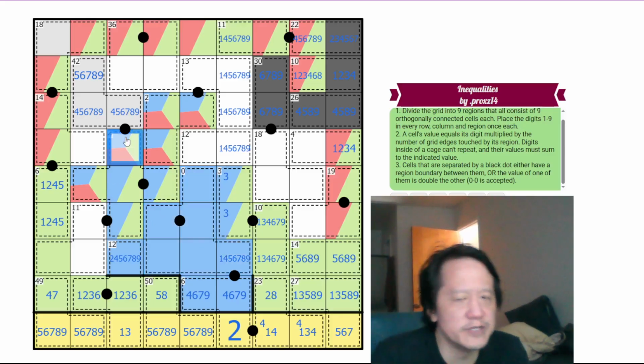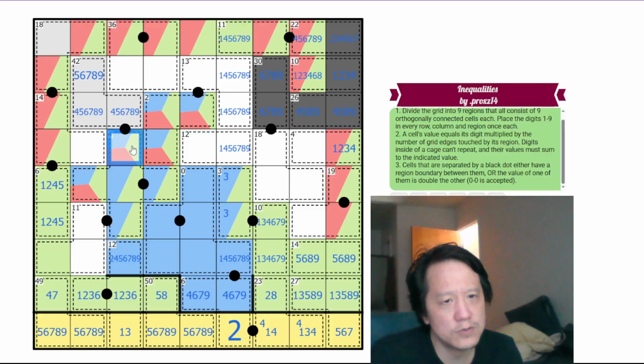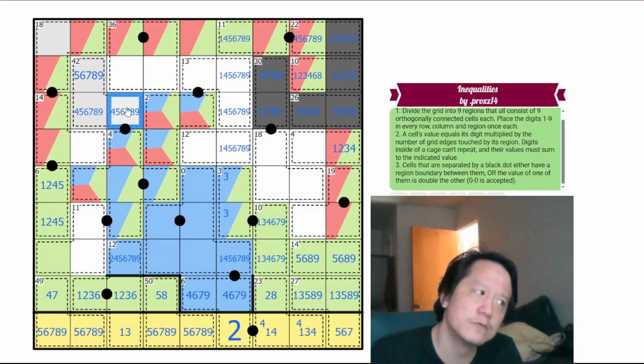Can this actually be doubled? If this is doubled, it's part of this region here. And it would have to be 2. You could have a 4 here. 4, 8, and 9. That actually is potentially valid.